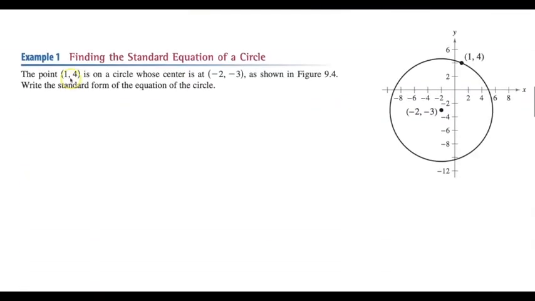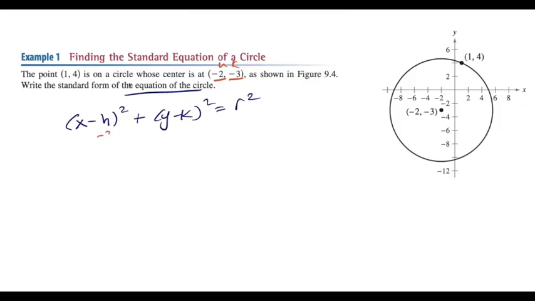So first, the point (1, 4) is on a circle whose center is at (-2, -3), as shown. Write the standard form of an equation of the circle. The standard form is (x - h)² + (y - k)² = r². We already have h and k. Our center is right there, so this is -2 and that's -3. We don't have r, but r is just the distance between these two points. That's r.